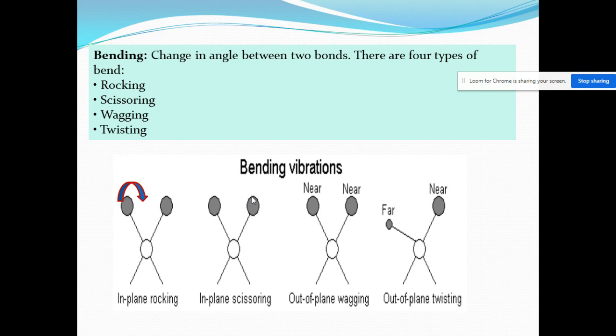In plane vibration means the bending vibrations in which the atom remains in the same plane, known as nodal plane of the system. These are two types: scissoring and rocking. What is rocking? In this type of deformation, rocking deformation, movement of atoms takes place in the same direction. And in the scissoring, just like a scissor, two atoms approach each other.